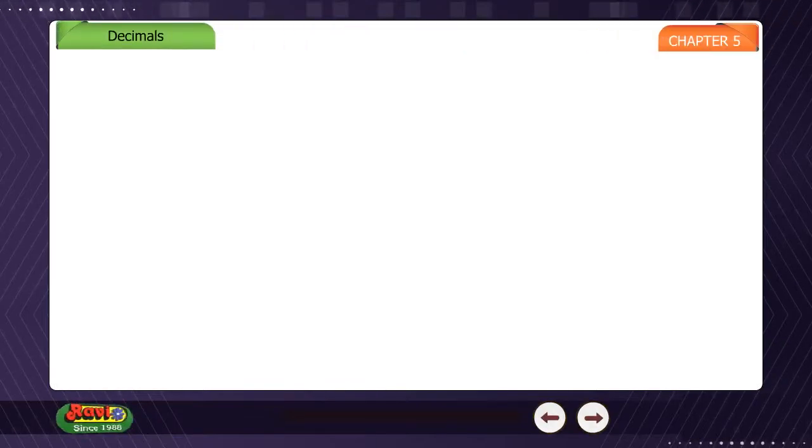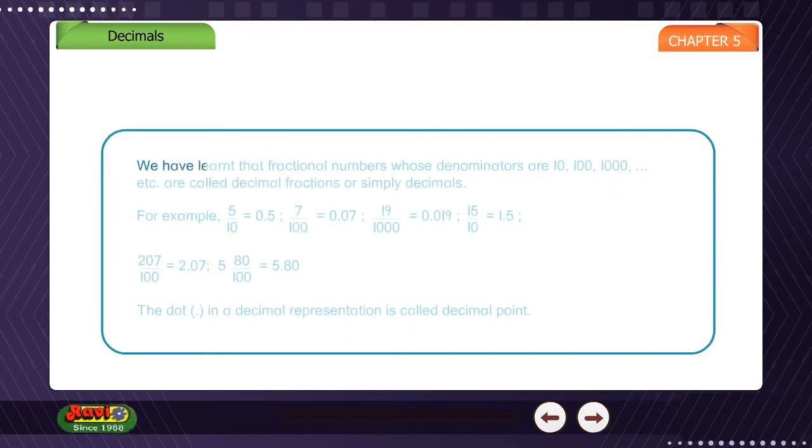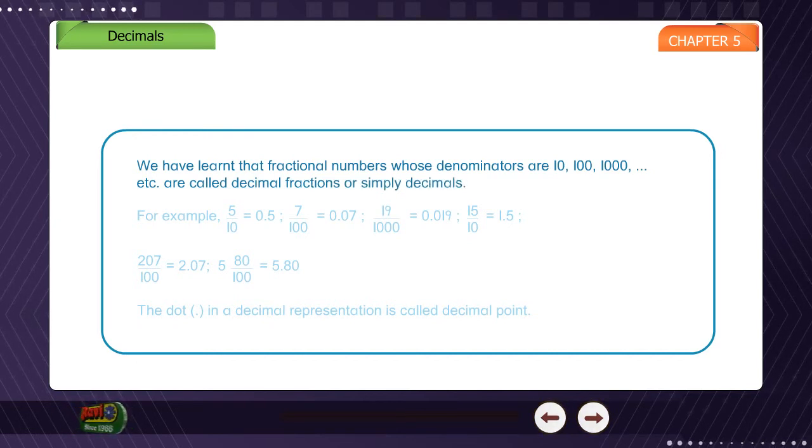Chapter 5: Decimals. We have learned that fractional numbers whose denominators are 10, 100, 1000, and so on are called decimal fractions, or simply decimals. For example, 5 by 10 is equal to 0.5. 7 by 100 is equal to 0.07. 19 by 1000 is equal to 0.019. 15 by 10 is equal to 1.5.